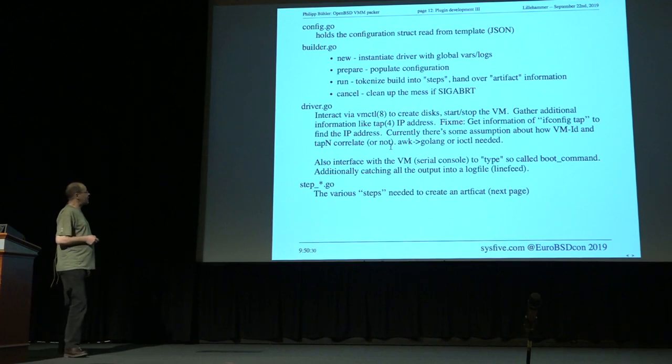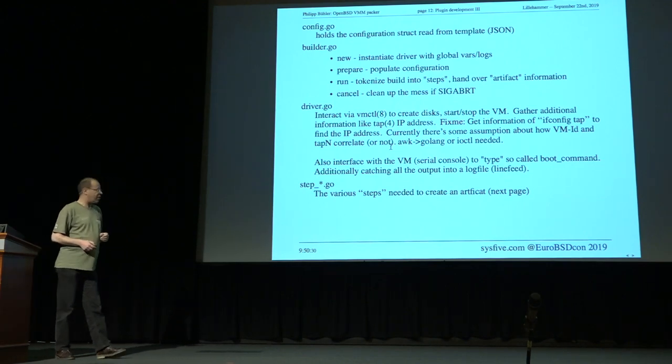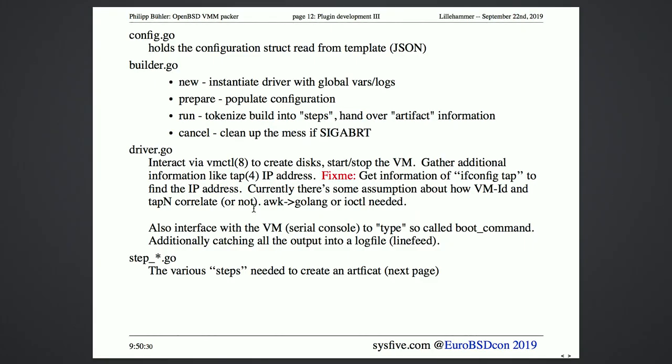Yeah, BuilderGo itself will be doing the rough groundwork for all of it, like bringing the code to life, using the configuration struct in your running instance, like in your build. So the builder is populating the build with config, and then runs a tokenized build structure. You will see that with steps on the next slide, what's happening over there.